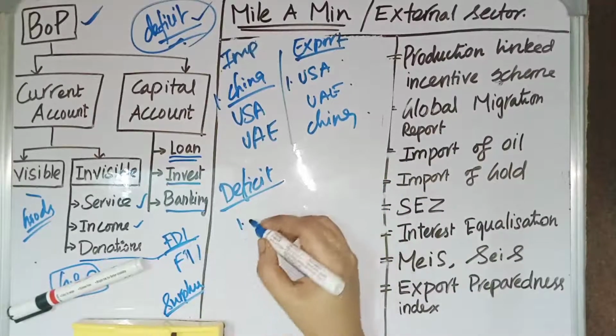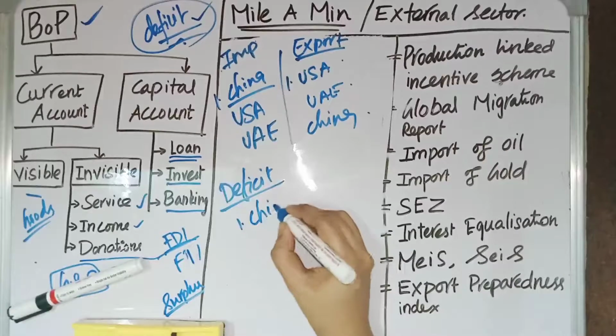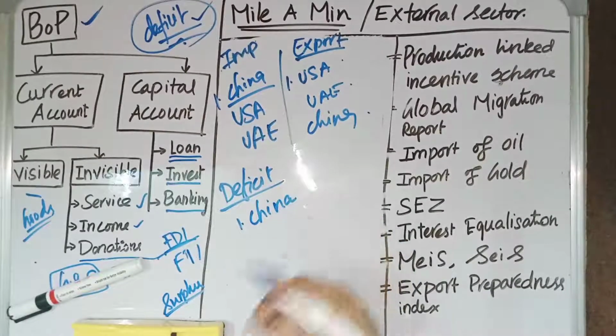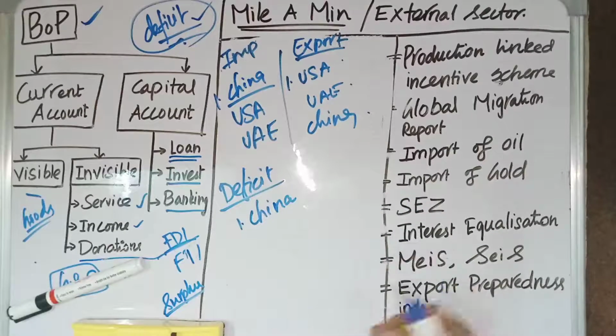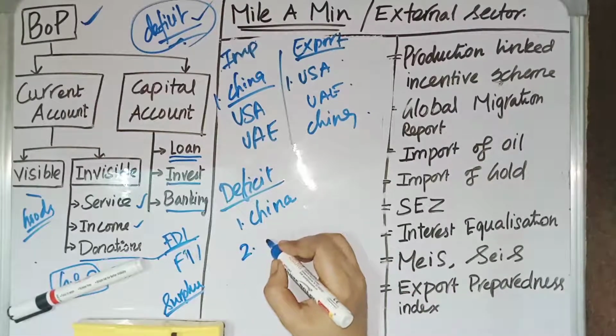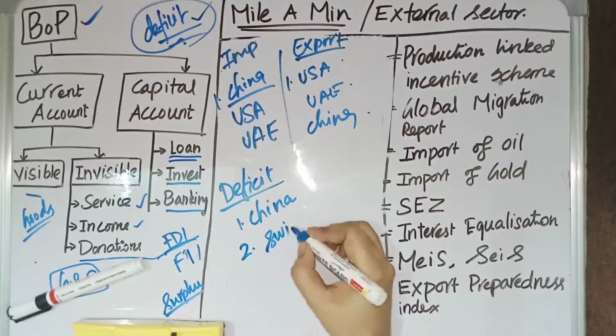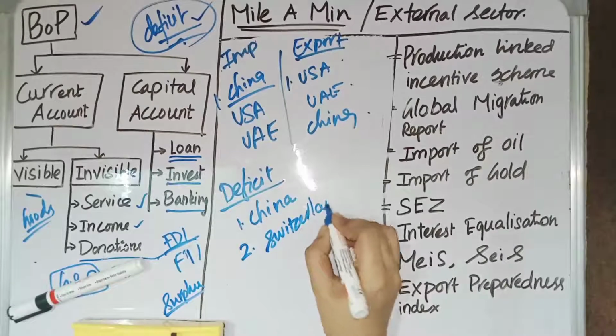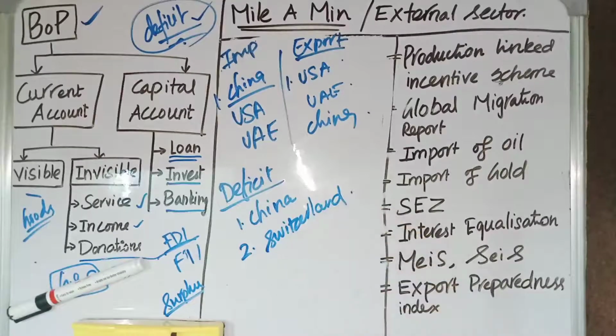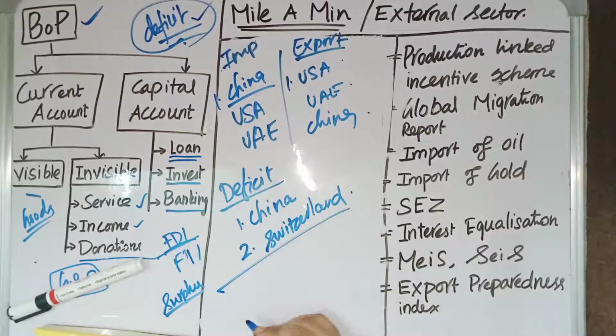So, talking about deficit, the first country is China. We have trade deficit with China because the amount of electronic goods which we import from China is more compared to the amount of goods which we export from India. Second, we have Switzerland. With Switzerland also, India is having trade deficit. Why? Because from Switzerland we are getting so many luxury goods. So because of this, we are having trade deficit with China as well as Switzerland.